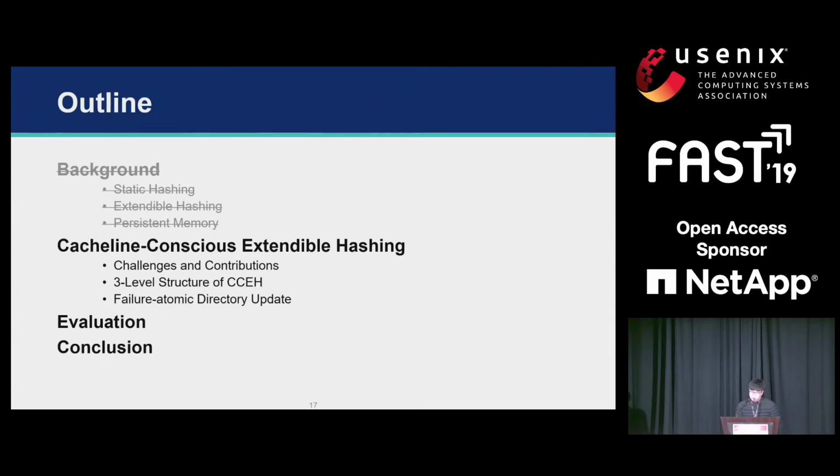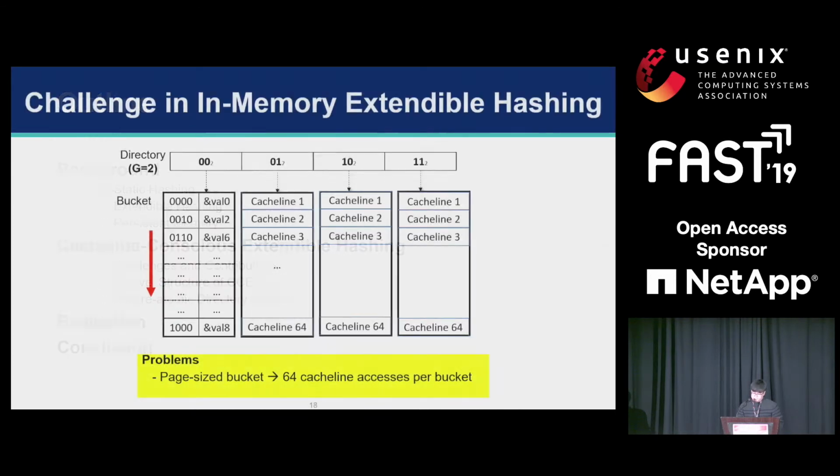So I've covered the background. From now on, I will present our contributions and the design of the Cacheline-Conscious Extendible Hashing. Let me summarize the challenges first. Extendible hashing is designed for disks, and it has been used for file systems and database systems. If we use extendible hashing as an in-memory index, there are some challenges that we must address. If we use page-sized large buckets for an in-memory index, we have to access a large number of cache lines in a bucket, which is suboptimal.